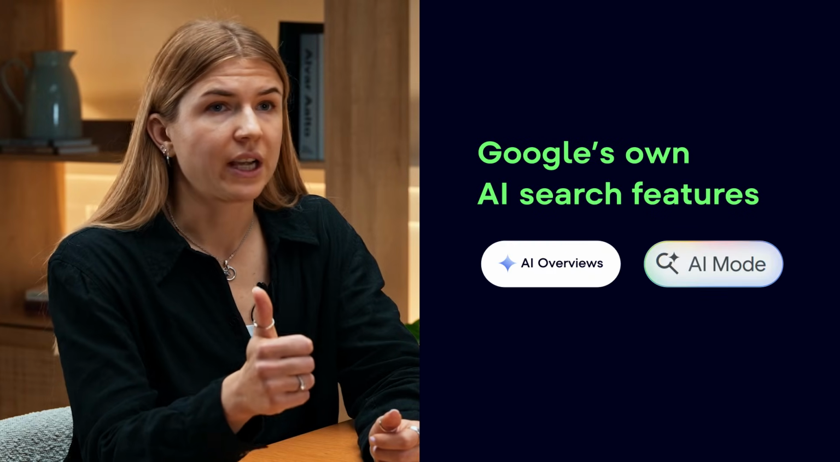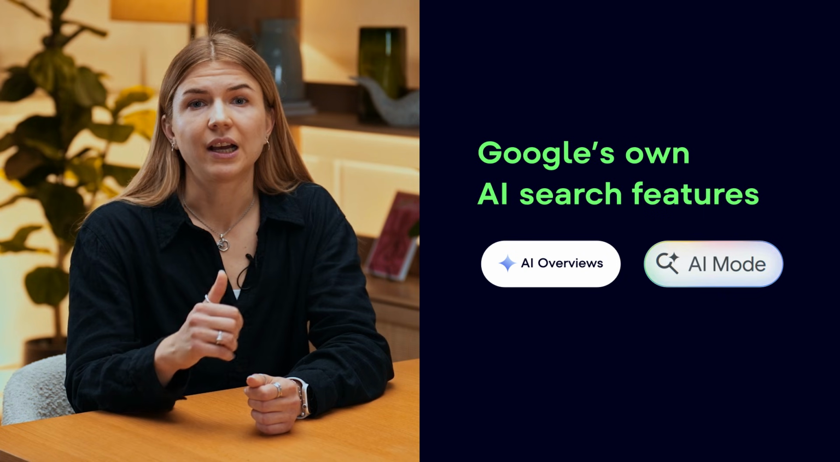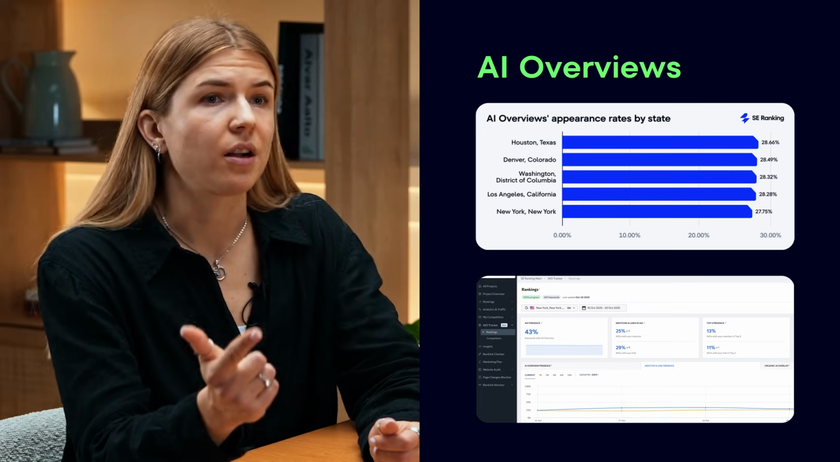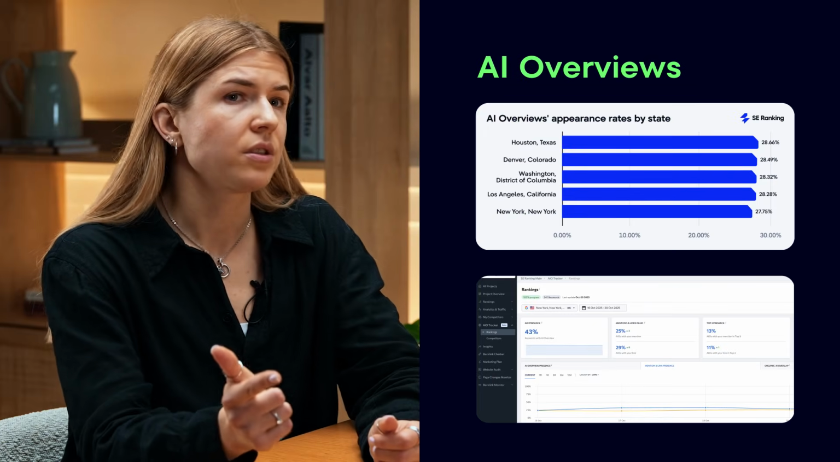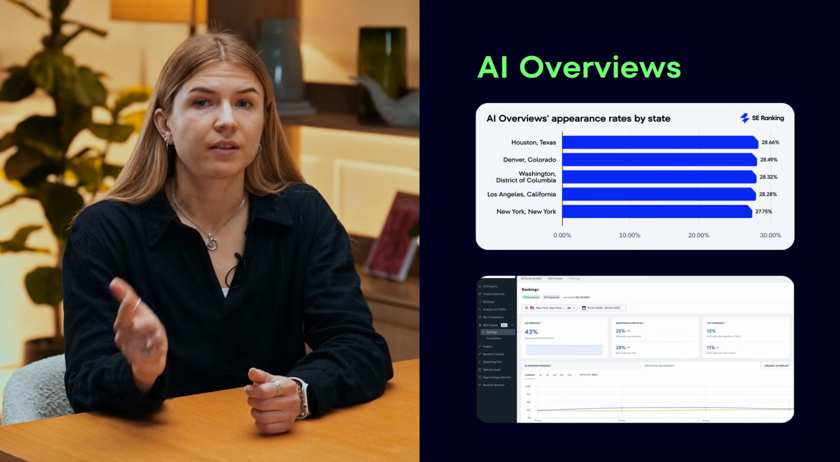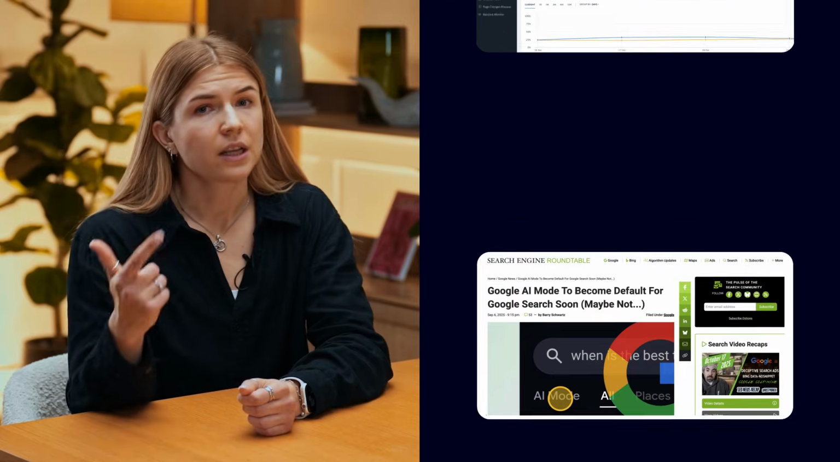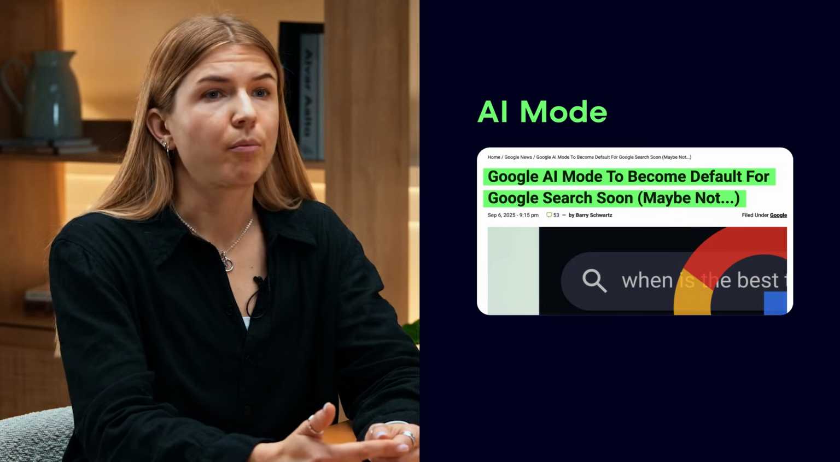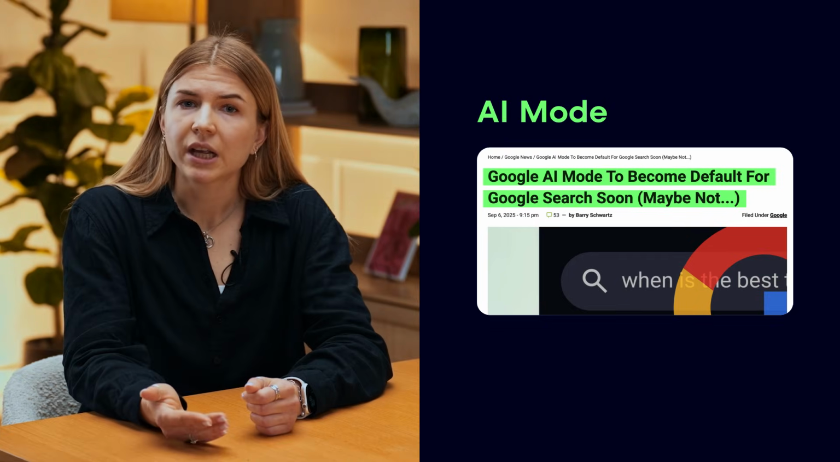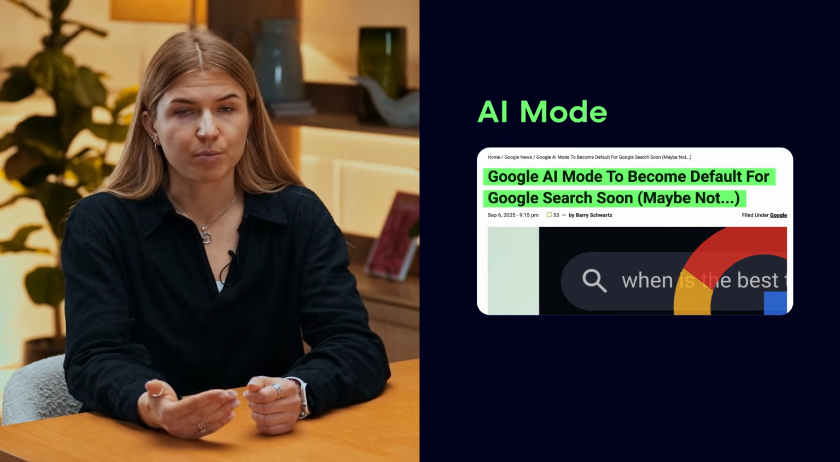While there are a lot of AI engines, they are not made equal. Google's own AI search features, like AI overviews, are already present in around 30 to 40% of queries in the US and are very common around the world. And AI mode, first released in May for the US, is probably becoming Google's default option one day.